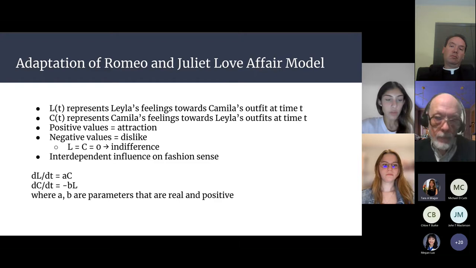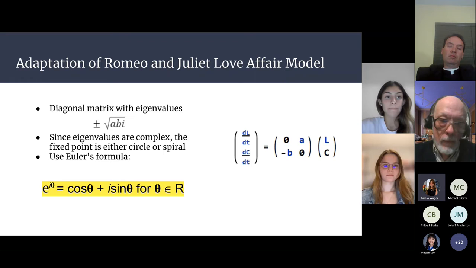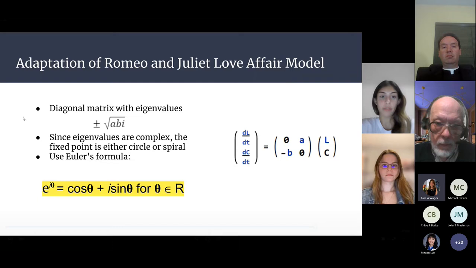So then we derived these equations, dL/dT equals AC, and then dC/dT equals negative BL, where A and B are parameters that are real and positive. So with that, we end up with a matrix with eigenvalues positive or negative the square root of AB times i. You see we have our matrix right here on the right. And since our eigenvalues are complex, then the fixed point is either a circle or a spiral. So then we used Euler's formula as highlighted below.